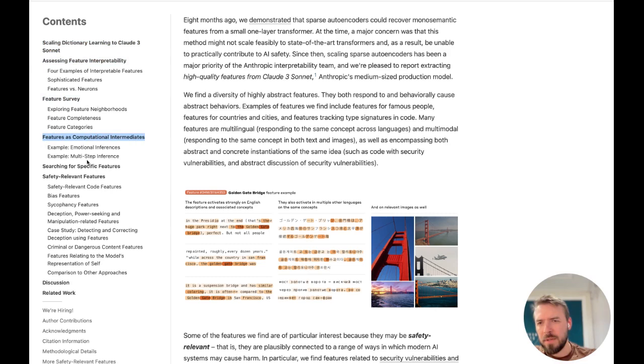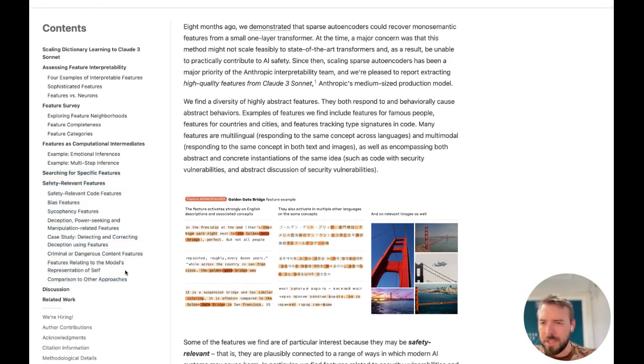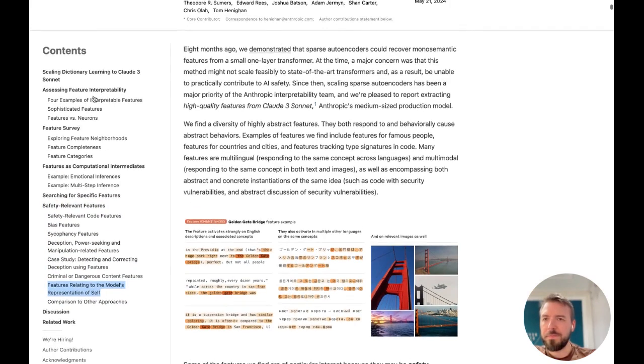We'll see what this is about. I don't think we'll be looking at a lot of specific features because we don't have that much time, except I am really curious about the model's representation of self. So let's do that.